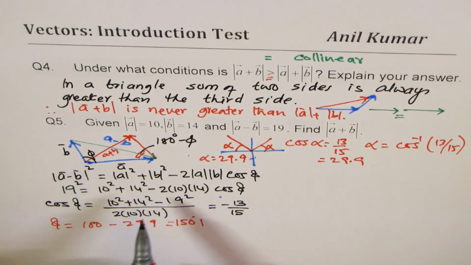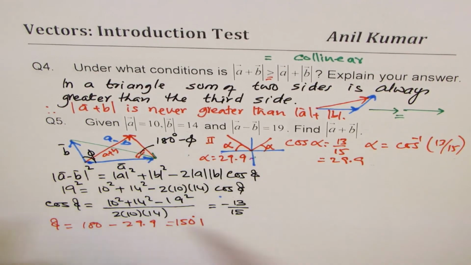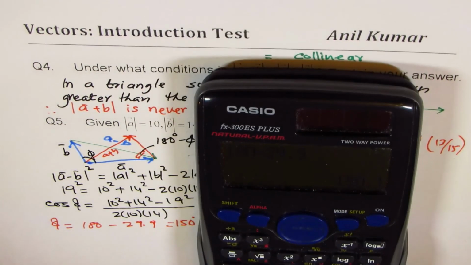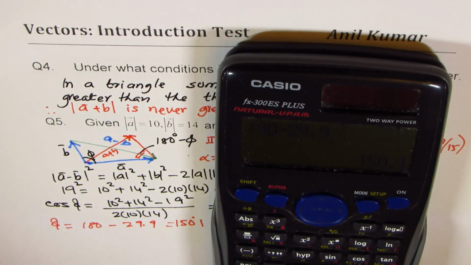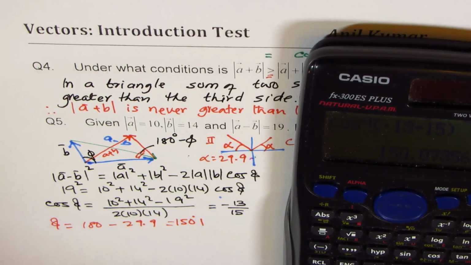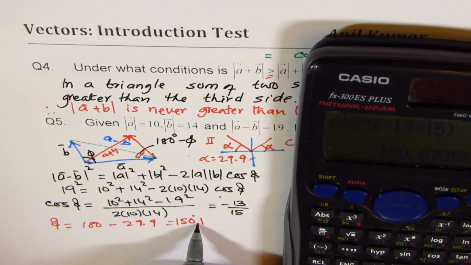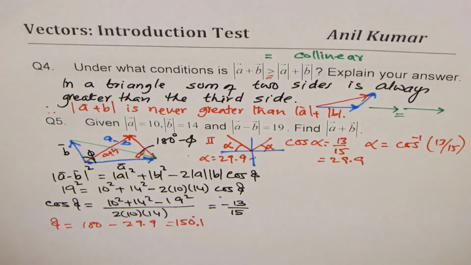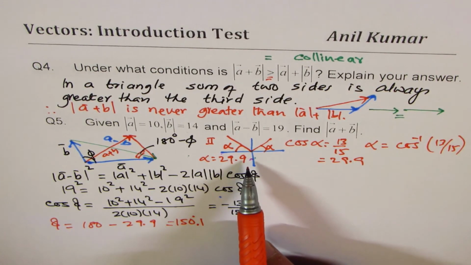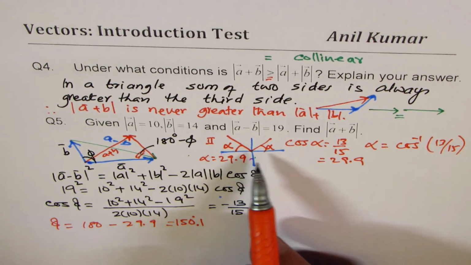But the angle phi will now be in quadrant 2 because it is negative, and it gives you the answer 150.1. You could have done it directly also. You could say shift cos inverse of negative 13 divided by 15 equals, so it does give you 150.07, rounded to one place, 150.1. No problems, right? So at present it is not a problem, but sometimes it gives a problem, especially if you are doing it for, you may find more than one angle at times.